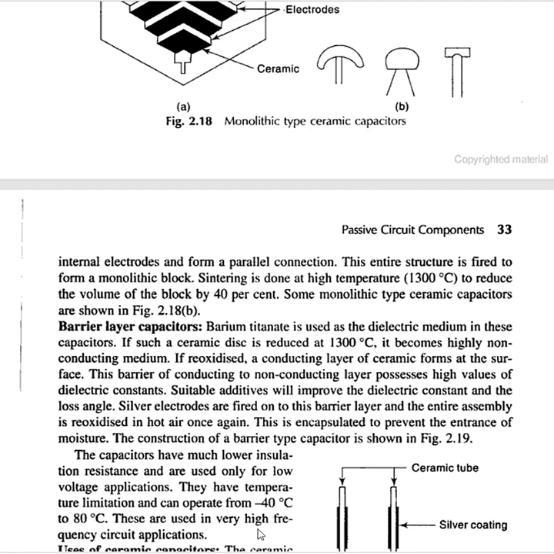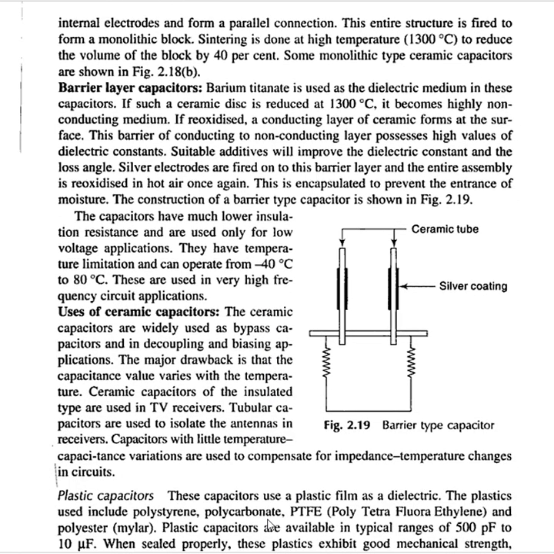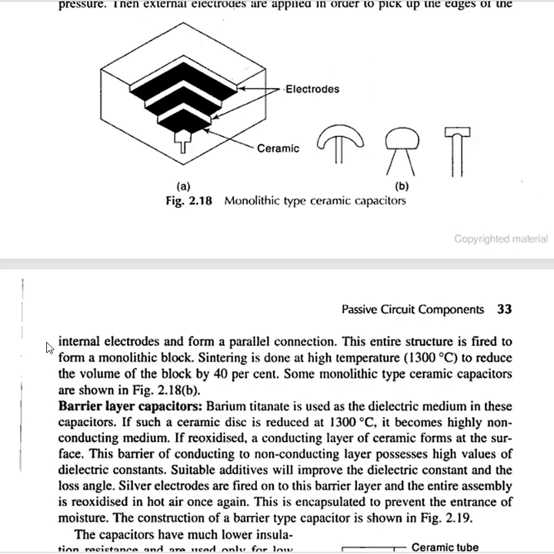This entire structure is fired to form a monolithic block. Sintering is done at high temperature to reduce the volume of the block by 40%. Some monolithic type ceramic capacitors are shown in the above figure.